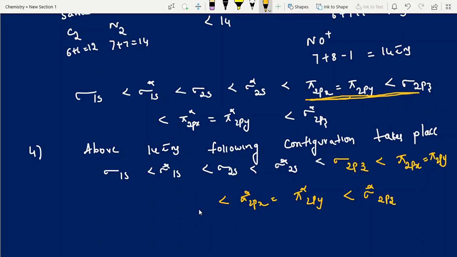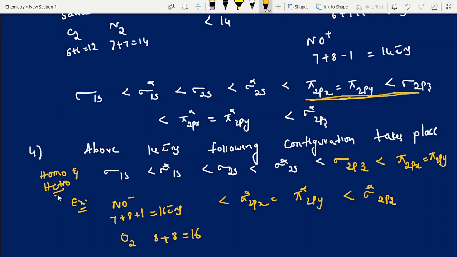Clear, students? This is above 14 electrons. Like examples I am writing here. Suppose NO minus: 7 plus 8 plus 1, 16 electrons, right? This is a heteromolecule. Homomolecule, O2 means 8 plus 8, 16 electrons. Above 14 electrons, the following configuration takes place. That is for homo and hetero molecules.